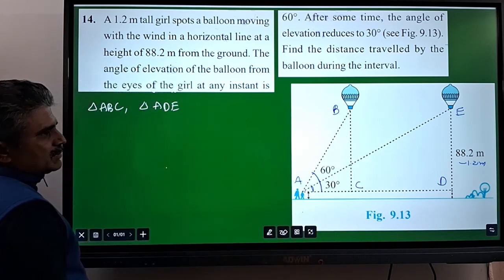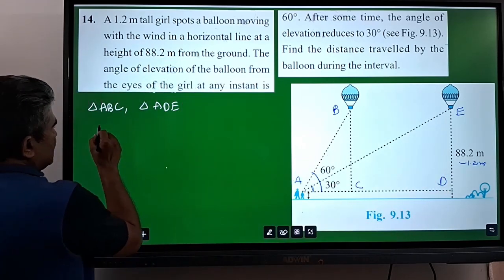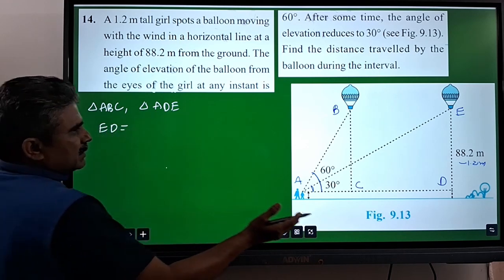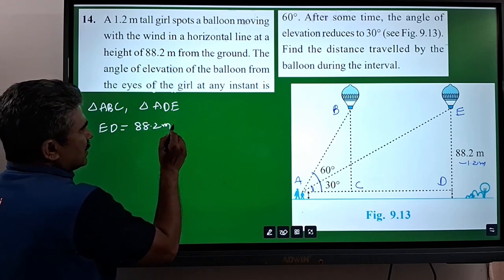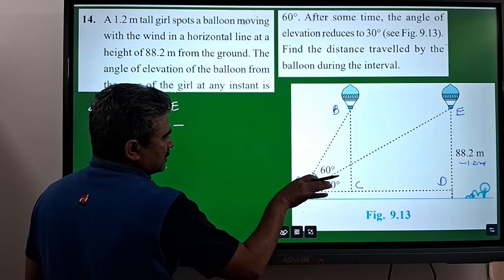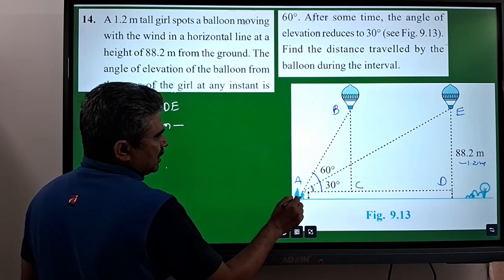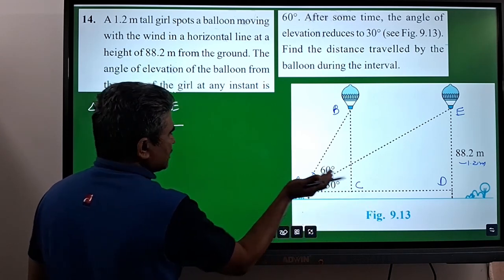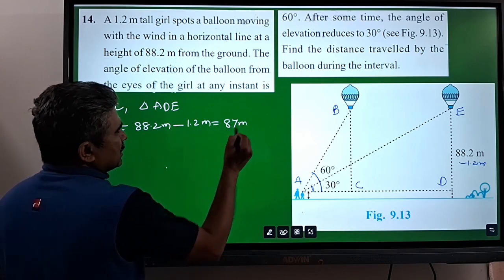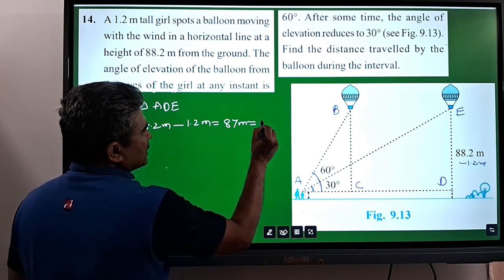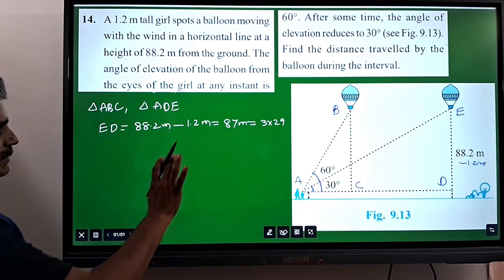These two triangles we can observe, and even ED is calculated using the given things. ED is equal to the exact height of the balloon from the base, which is 88.2 meters minus, so we need to consider the height of the balloon from the line of sight of the girl. So we need to subtract the girl height calculated from the ground, that is 1.2 meters. On the whole you will have 87 meters. For simple calculations I want to write this as 3 into 29. 3 29s are 87. Let it be like that.